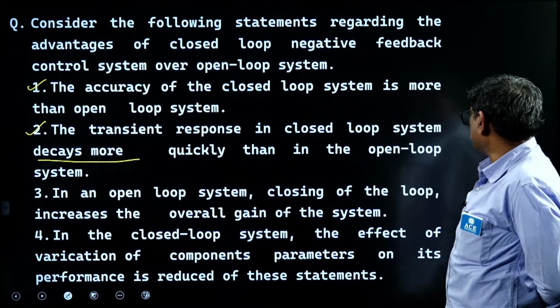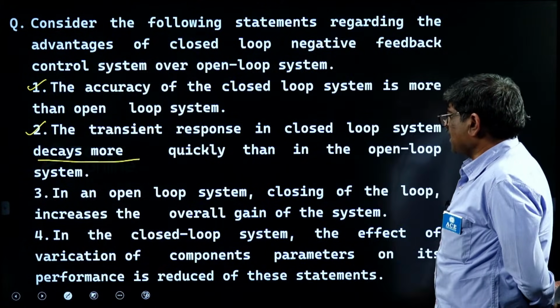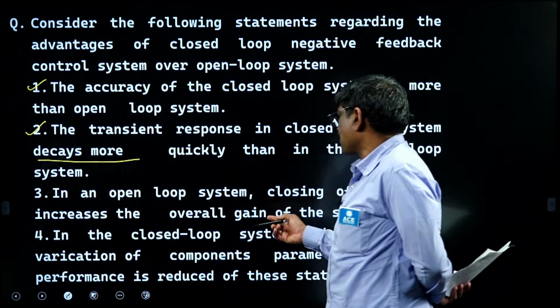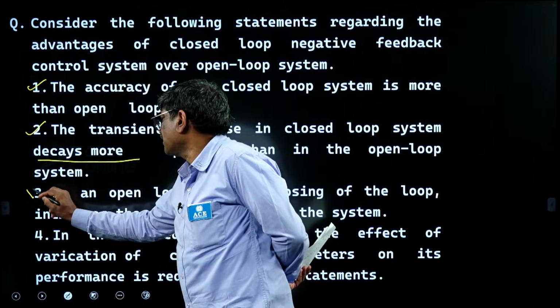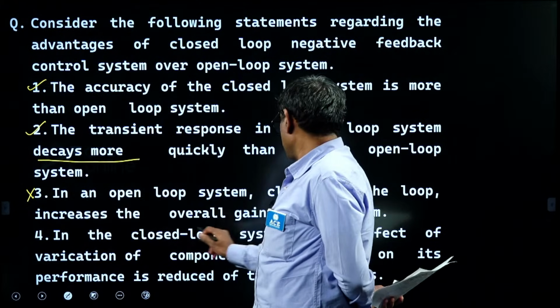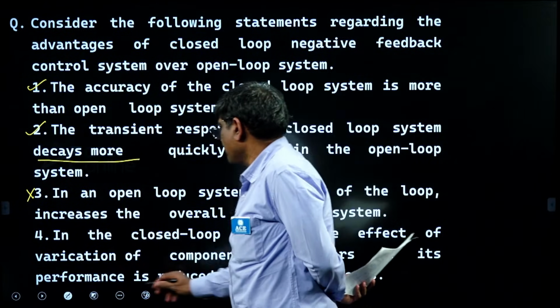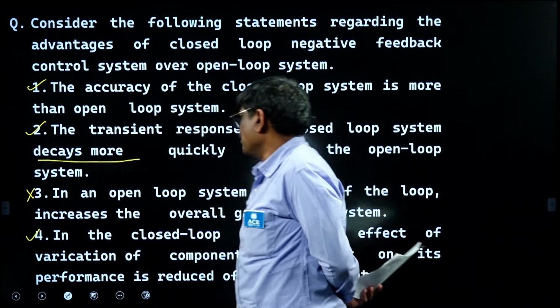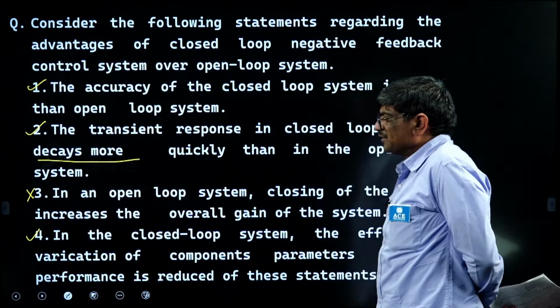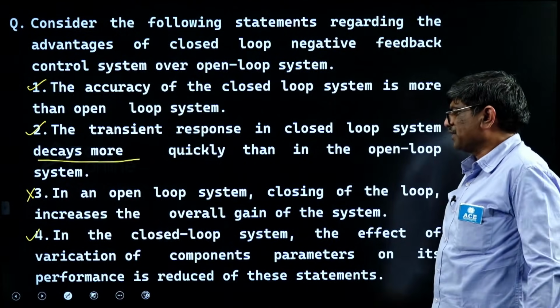In an open loop system, on closing the loop, the overall gain decreases, it is not going to increase. So this is wrong. Then in the closed loop system, the effect of variation of component, this is sensitivity. Sensitivity is going to be reduced. So 1, 2 and 4 are correct.